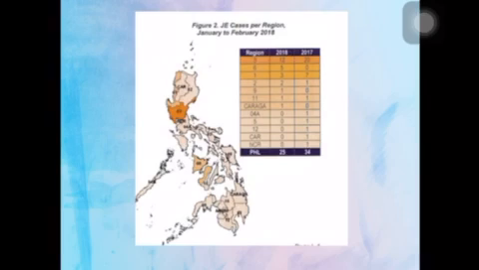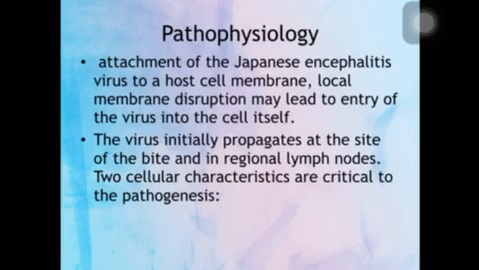For the pathophysiology, first is the attachment of Japanese encephalitis virus to a host cell membrane. Local membrane disruption may lead to entry of the virus into the cell itself. The virus initially propagates at the site of the bite and regional lymph nodes. Two cellular characteristics are critical to the pathogenesis.